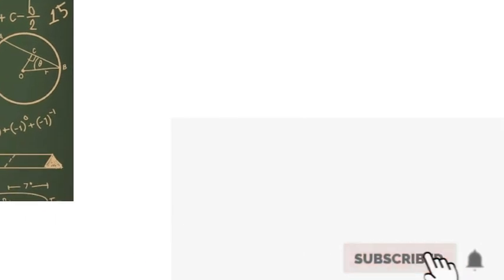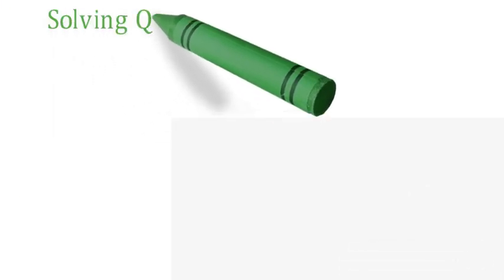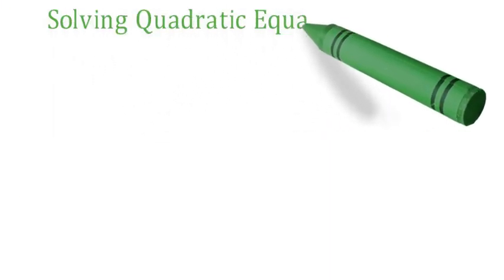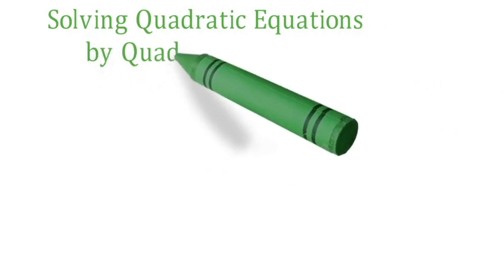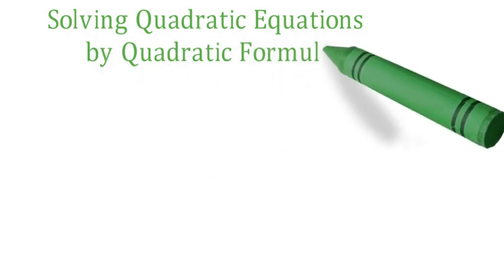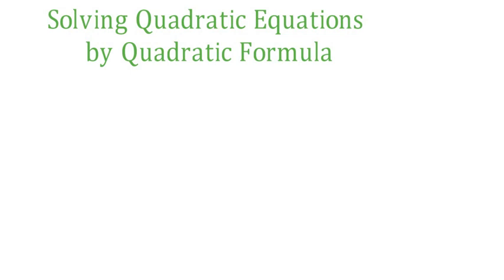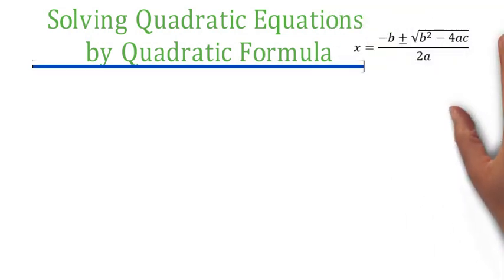In this video, I will show you how to solve quadratic equations using the quadratic formula. Sir, what is the quadratic formula? So this is the form of the quadratic formula. This is now the equation: x is equal to negative b plus or minus the square root of b squared minus 4ac, over 2a.